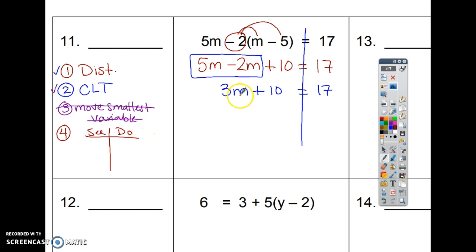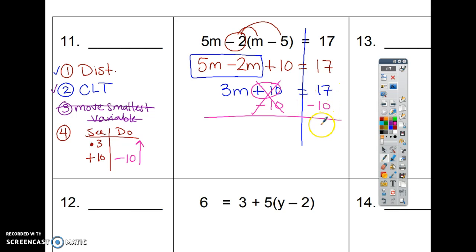What do you see happening with the m? It's multiplying by 3. And they're adding 10 to it. So we start from the bottom up and we do the opposite. Opposite of plus 10 is minus 10. So we're going to subtract 10 from both sides to get rid of that 10.